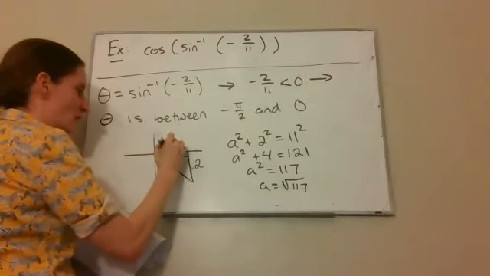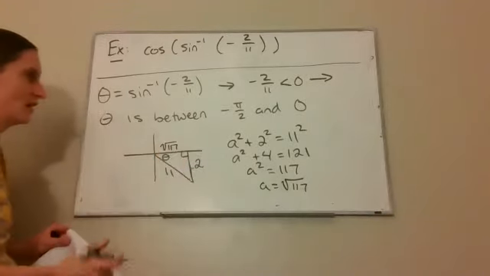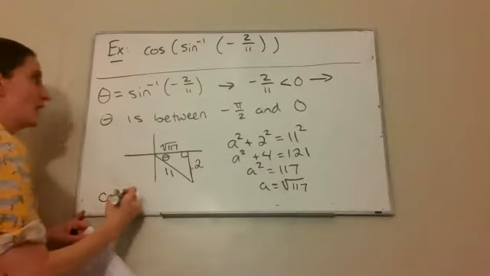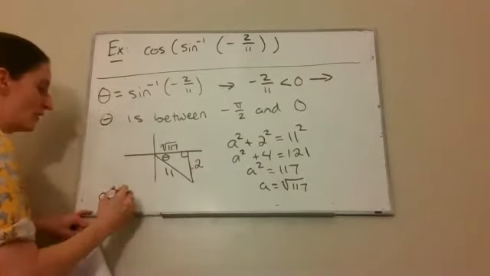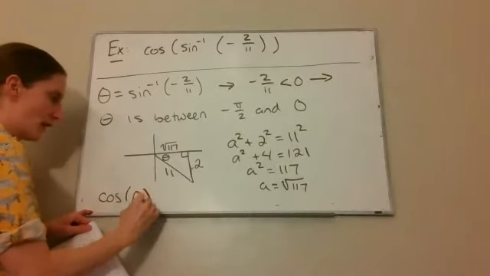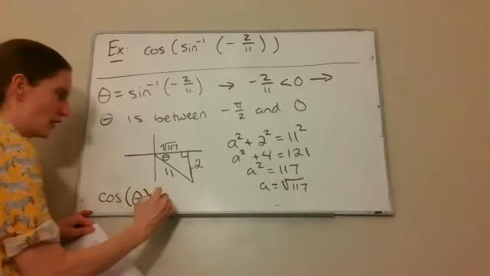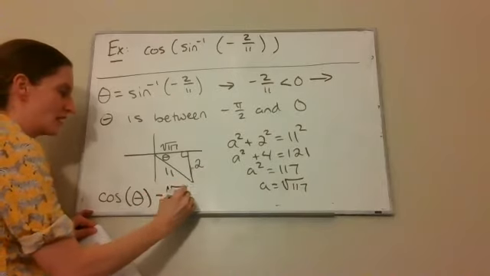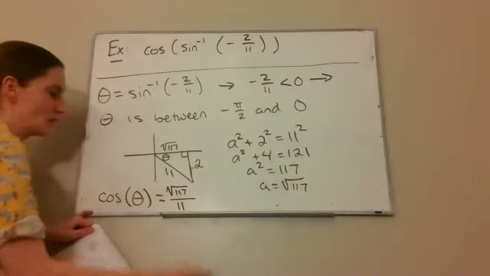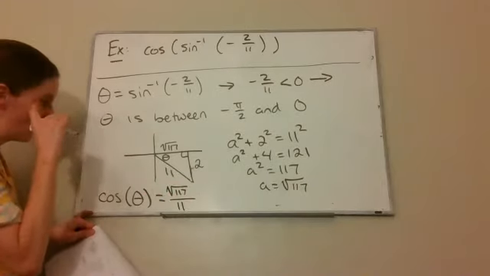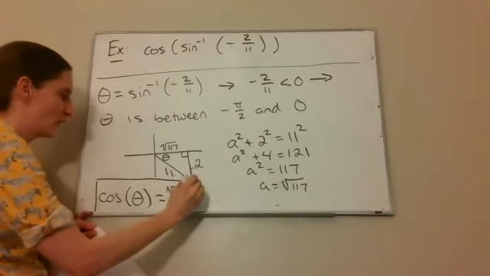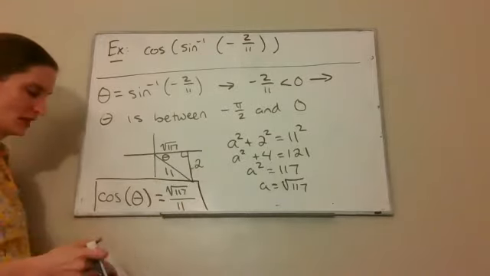So here's square root 117. So then what is cosine of this sine inverse of -2/11? Well, it's going to be cosine of theta, which using my triangle, I have the adjacent, square root of 117, over the hypotenuse, which is 11, and cosine is positive in this fourth quadrant, so I keep it as positive, square root of 117/11.